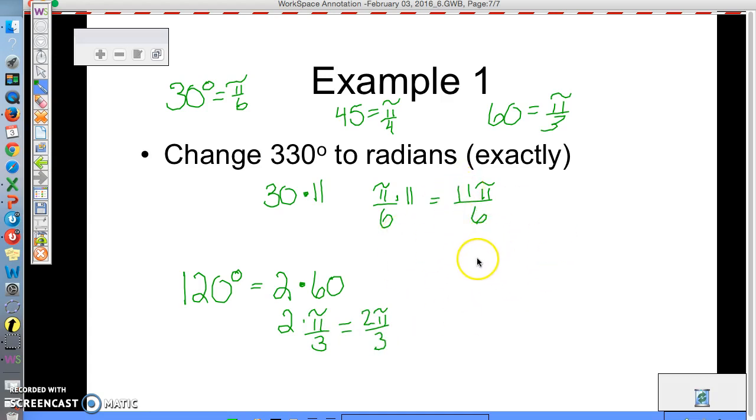And you can do this for any of those multiples. Let's pick another one. If we had 225 degrees, we know that's a reference angle of 45s. Well, how many 45s is it? Well, it's 5 times 45. So that would be 5 times pi over 4.